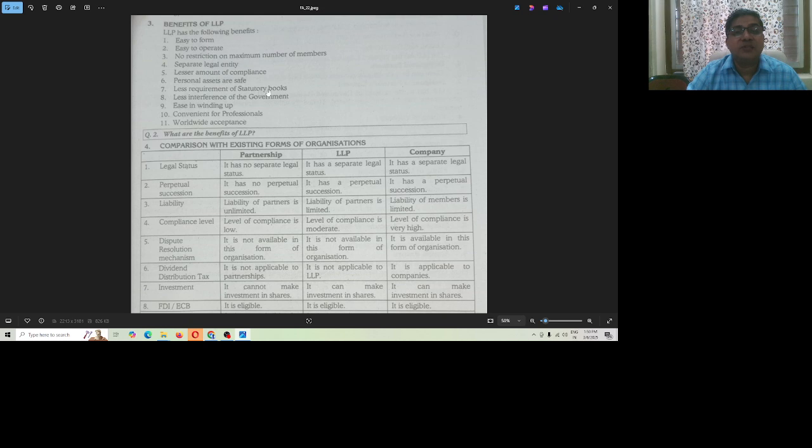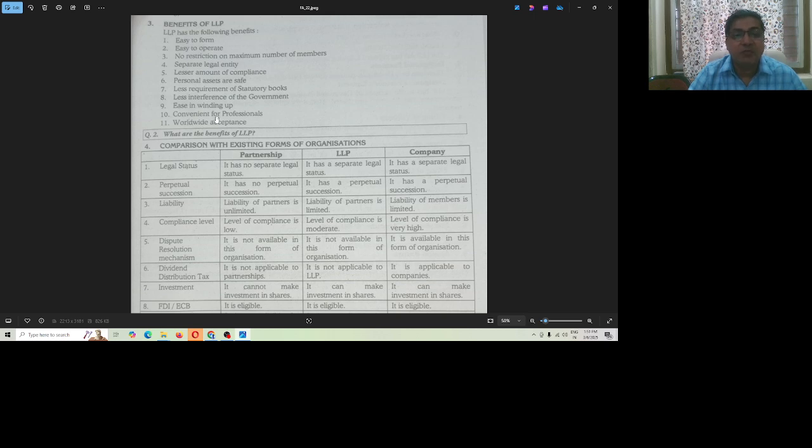Less requirement of statutory books, because statutory books means the books of records, and they want to maintain very few books of record. Less interference of the government if you form the LLP. So there is no interference of the government. Easy winding up, because voluntarily all partners can decide to wind up, or sometimes it can also be wound up legally.